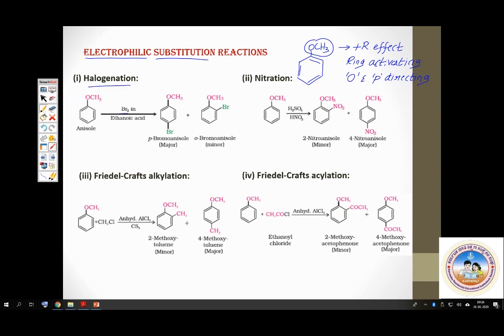This compound is called anisole. You carry out nitration using nitrating mixture, you get the nitro compounds. Of course, the para product is always major when compared to the ortho product. Then you have Friedel-Crafts alkylation and Friedel-Crafts acylation, which we have studied many times. This is about the chemical properties of ethers. You find these reactions in your NCERT textbook as well. Now let's look at the last couple of questions for ethers, chemical properties.